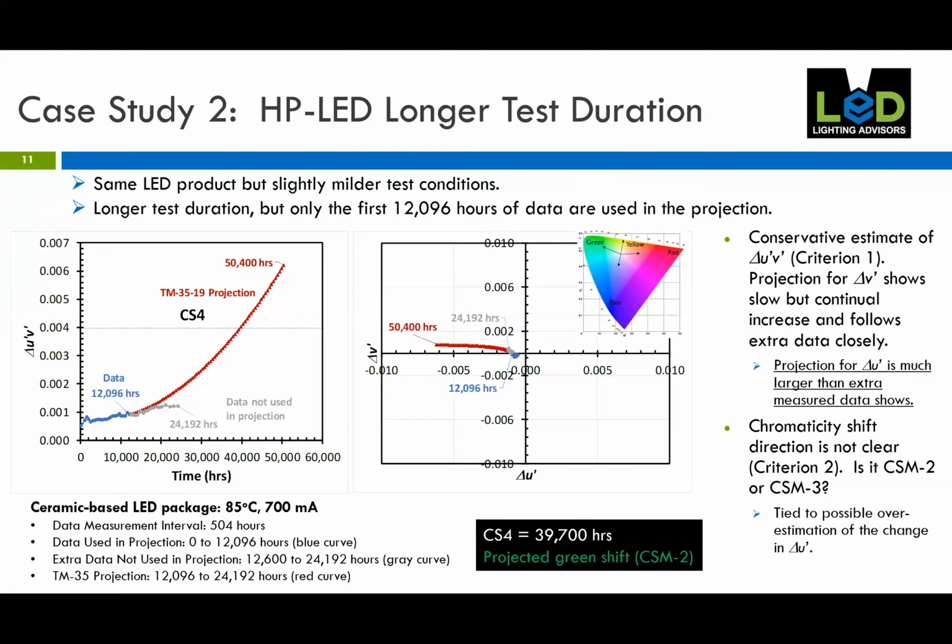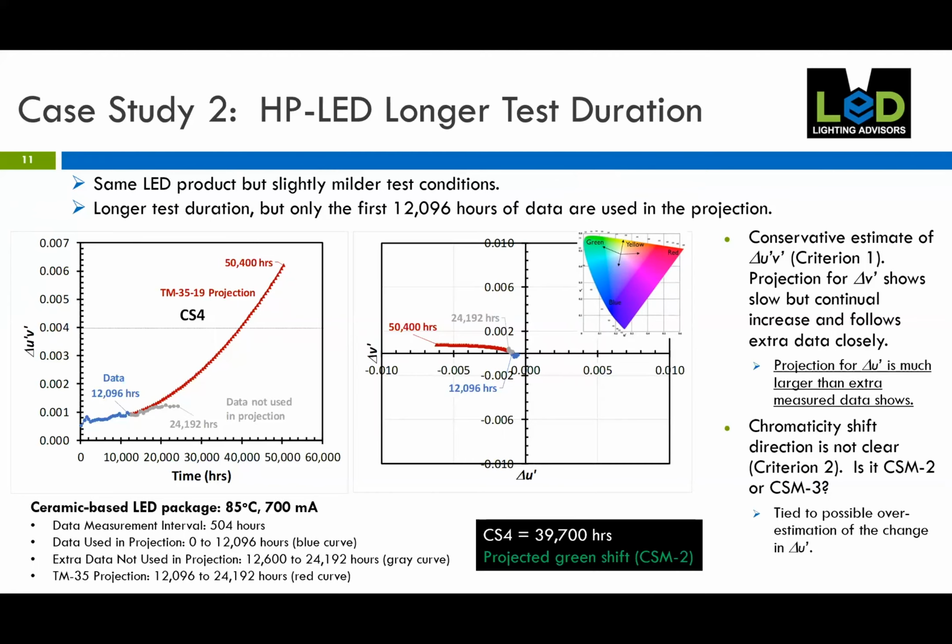And what we do see is that the projection is a conservative estimate for delta U prime V prime. It is showing a failure mechanism to the CS4 conditions at a sooner time than what the data is projecting. But we see differences in the chromaticity shift direction. So the projection on the right-hand graph shows a very strong shift to the green direction in the red curve. So the change in delta U prime coordinate is very large.